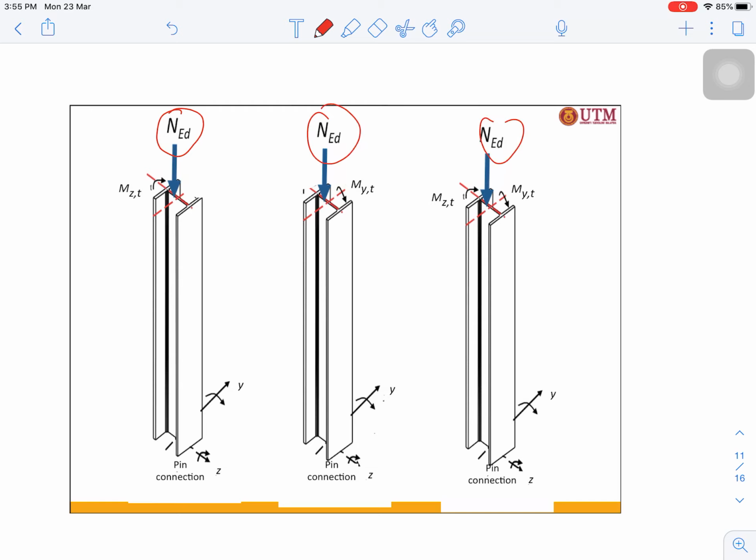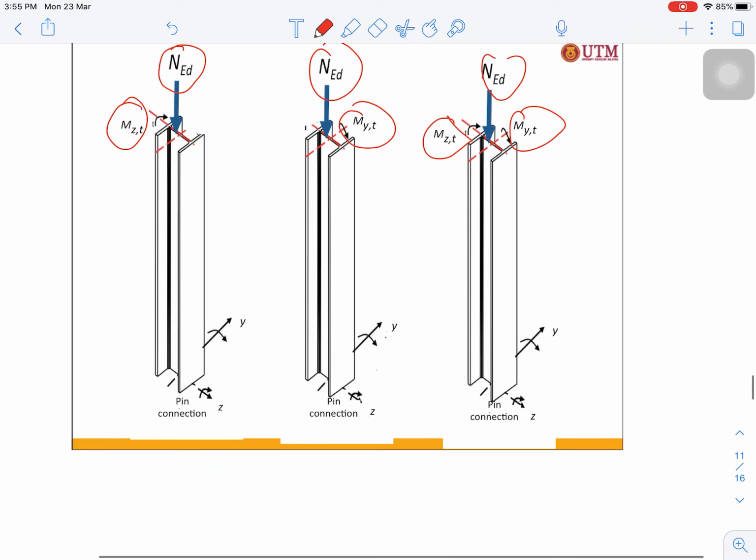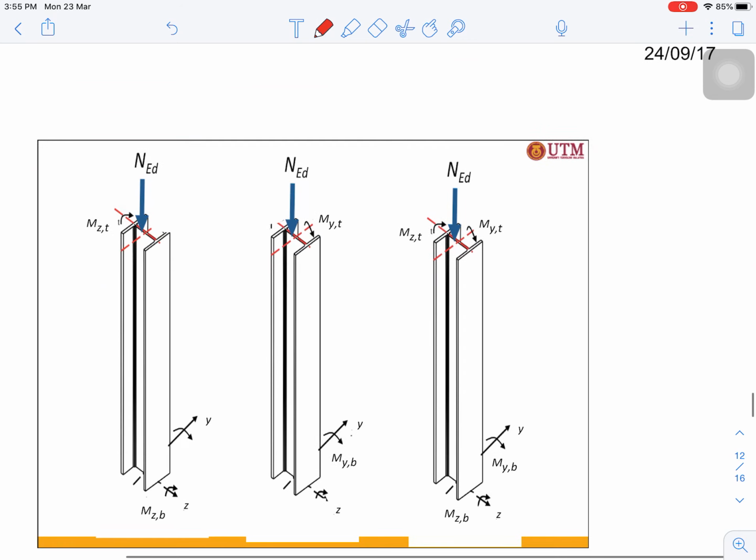For example, here the first case is the moment on the minor axis, which is the z-axis, whereas in this one here, the moment is on the y-axis, and this one here has bending at both the z-axis and also at the y-axis.